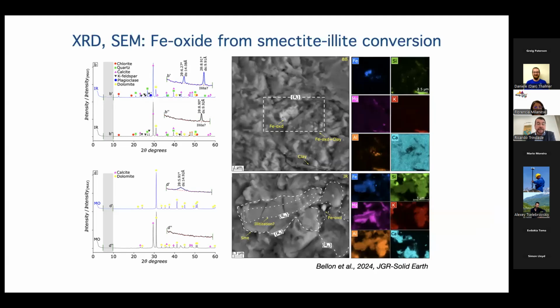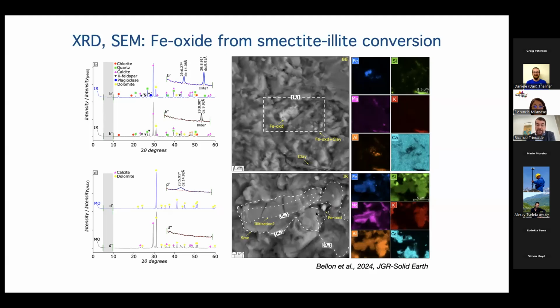From ERDA and AFM, we also see that we have iron oxides. Those iron oxides are very closely related to smectite and to the smectite-illite conversion. So here on the right, we have an iron oxide inside an agglomerate of clays. And down here, we have a typical clay fragment containing smectite, but the central part is converted to illite, and also connected to the presence of iron oxide.